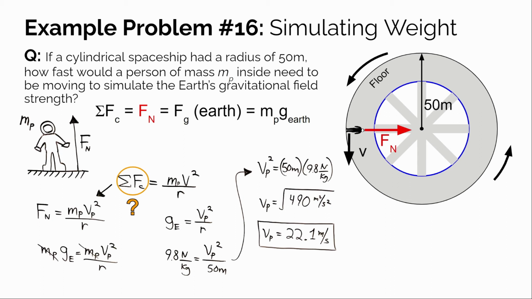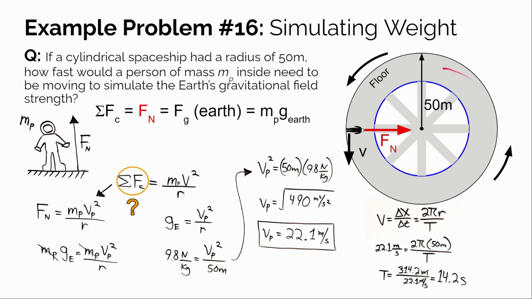We're essentially creating a force that makes them feel like they have weight, when in reality, there is no gravitational force attracting them towards something. We just have the wall pushing up on them. The only other thing we could figure out is, well, if they needed to travel at 22.1 meters per second, how much time should it take this whole spaceship to rotate all around once? Or what's its period of rotation?